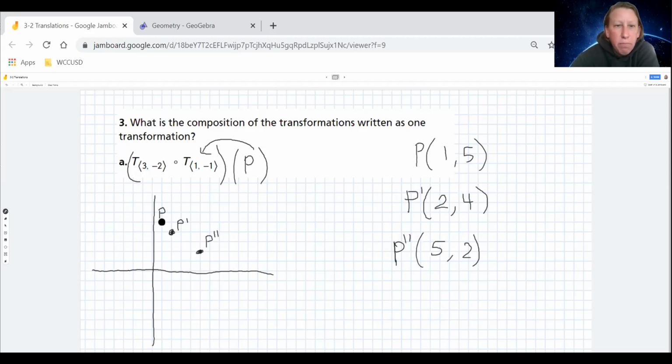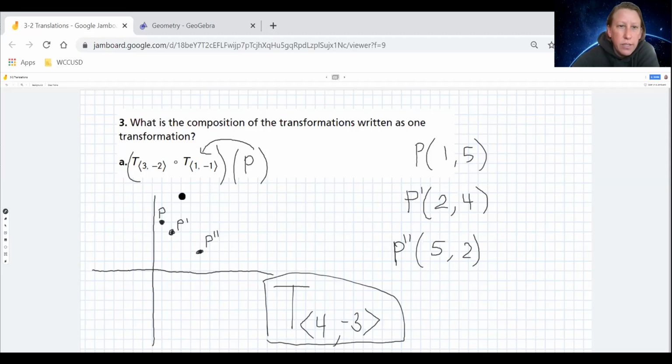Okay, is there a shortcut way to do that? Can I just take P and do something to let it land here without doing this middle step? That's all this is asking. So what one translation would take you from P to P double prime? And all you have to do is add these together. So this would be 1, 2, 3, 4. 1, 2, 3, 4. 1, 2, 3. Yeah, this is the answer to this problem.